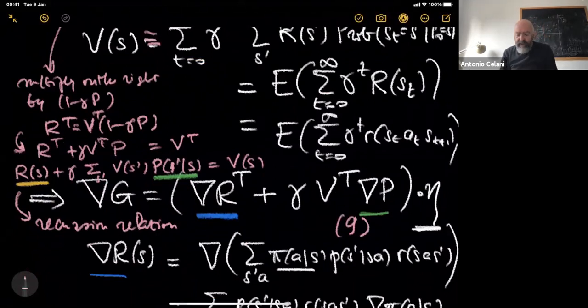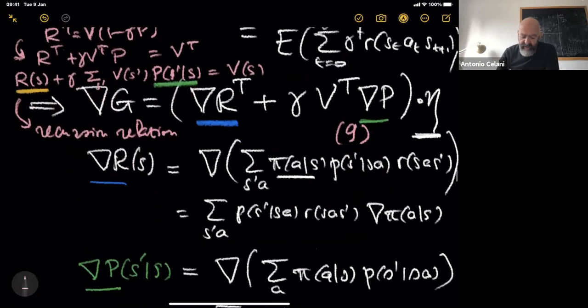And now we are in a good position, because now we can take the derivatives, because capital R and capital P are linear in the policy. So we can take derivatives. Fine. So I think we've gone quite a long way.